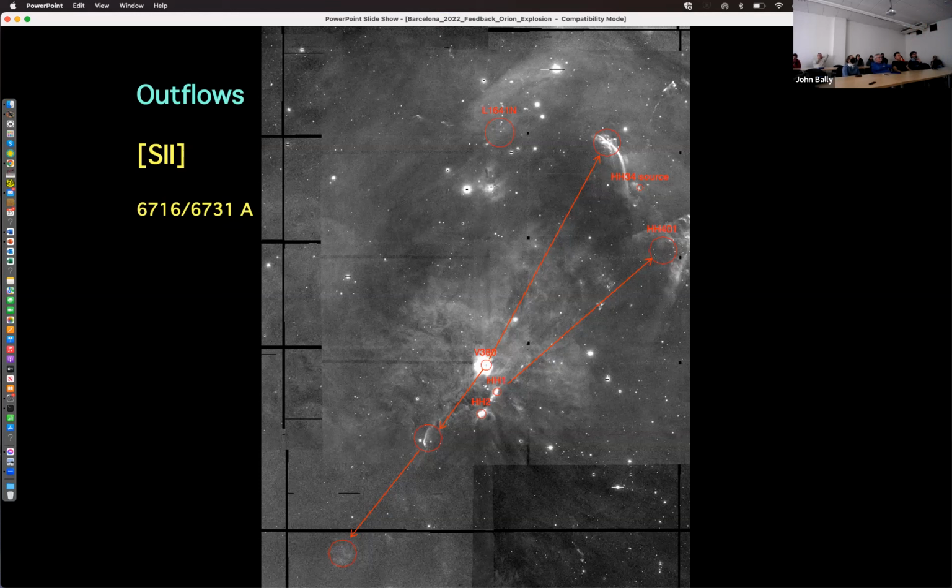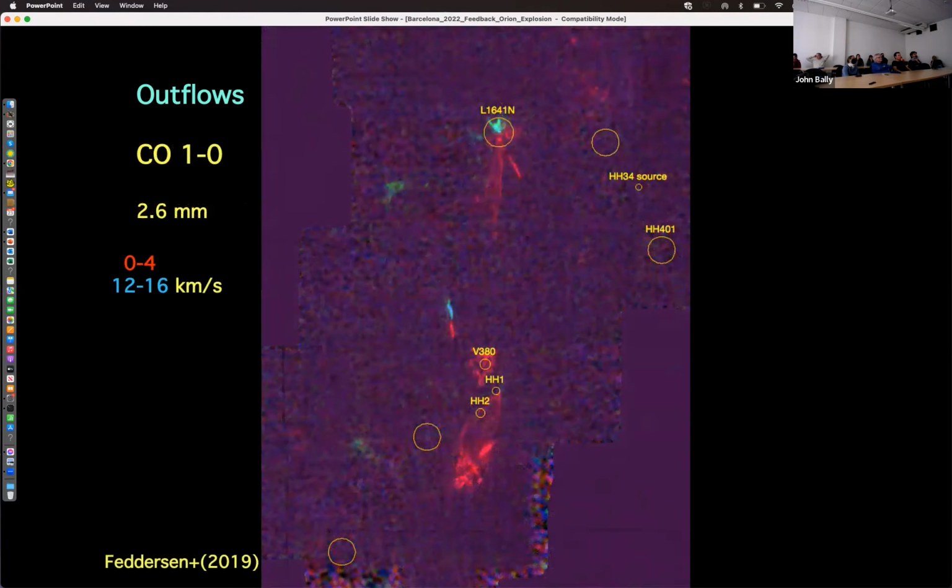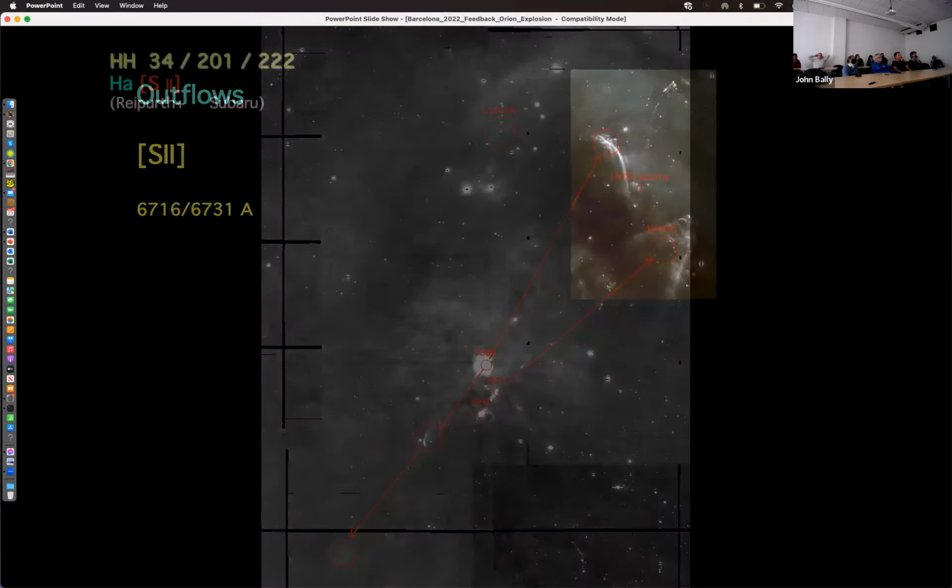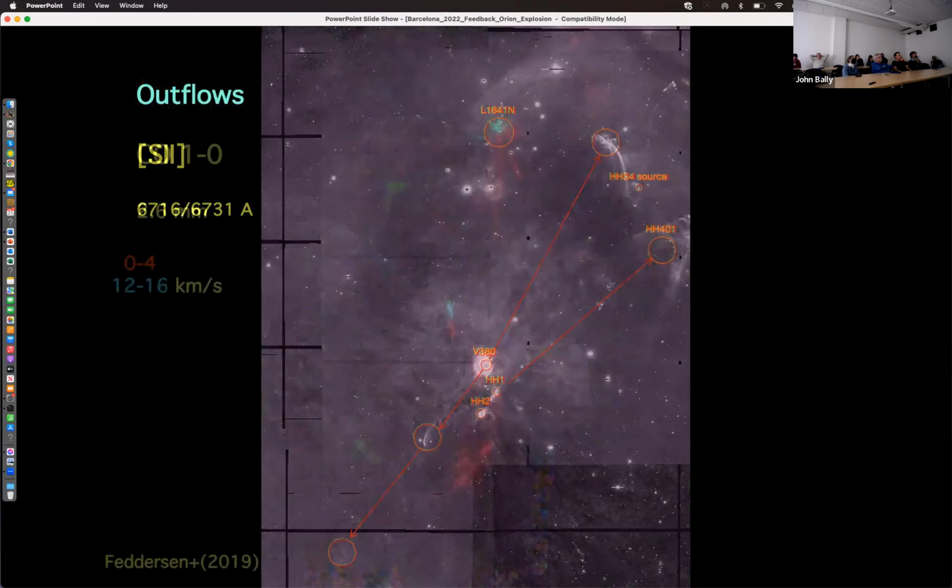Anyway, what we discovered lately, V380 drives this Herbig-Haro object called not HH34, but HH222 up here. There's this bow shock, HH401. We trace it back to the infrared source that powers HH1 and 2. And there are counterflows associated with those shocks. Okay, and notice that there's almost no correspondence with the carbon monoxide. Okay, this is registered.